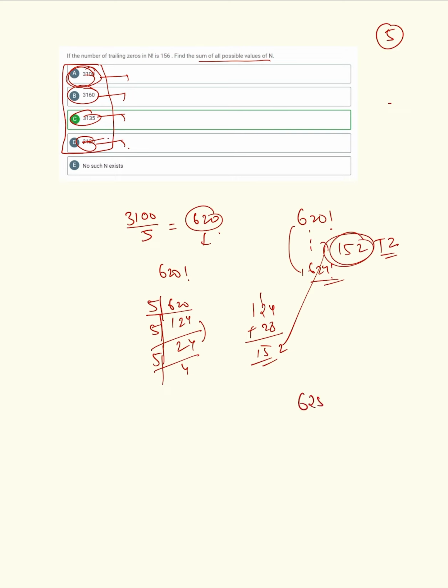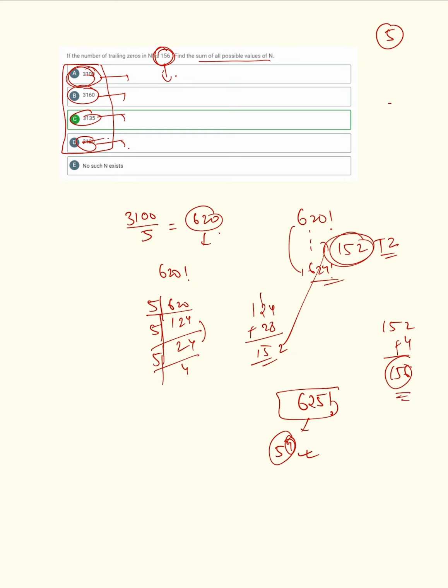Now as soon as I introduce 625 factorial, 625 is basically 5 to the power 4, so I get 4 extra 5s. So the trailing zeros will be 152 plus these extra 4, so 156. And this is what is required, that is 156 trailing zeros. So I got 156 trailing zeros.